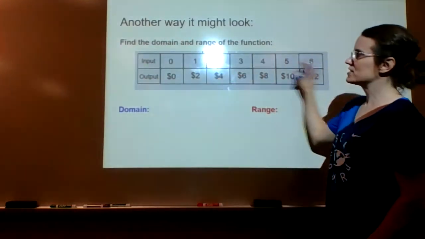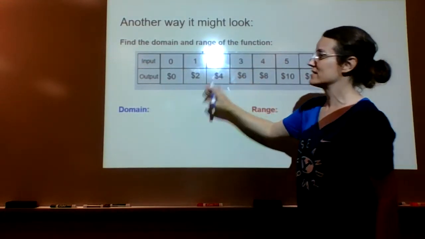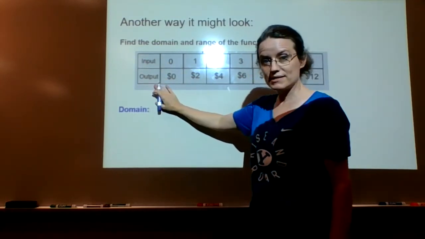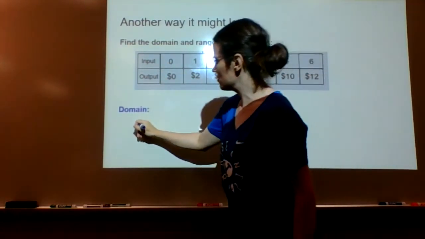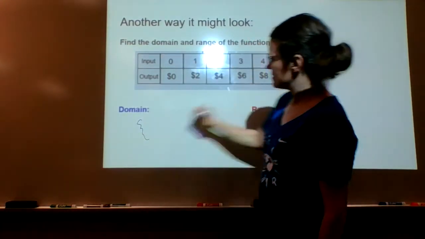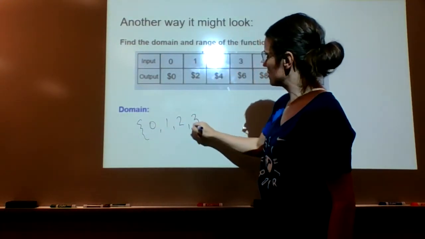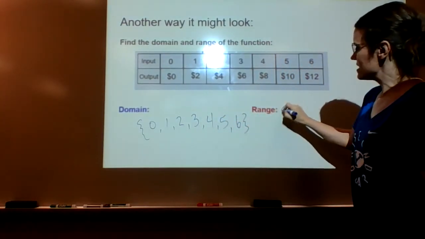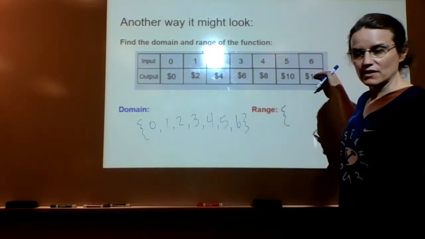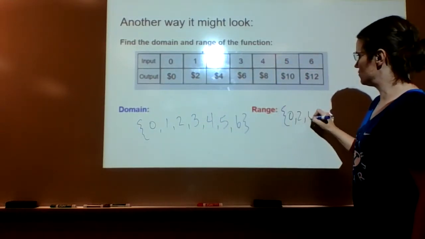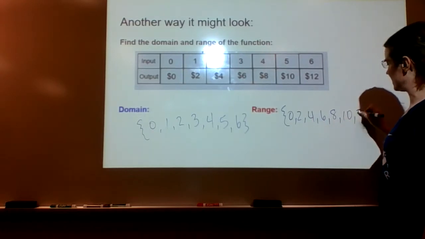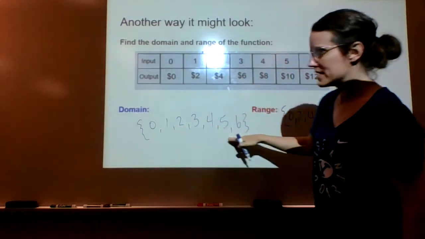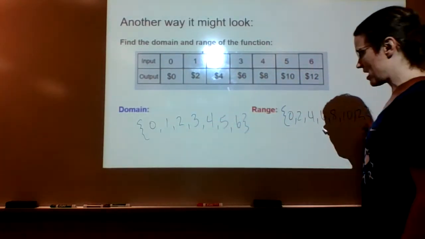Okay? Sometimes you'll see it in a sideways table like this. Still, usually the top one is going to be your inputs and your bottom one is going to be your outputs. And so for here, your domain is going to be all these. So 0, 1, 2, 3, 4, 5, and 6. And your range is going to be these outputs on the bottom. So 0, 2, 4, 6, 8, 10, and 12. Okay? So your inputs along the top became your domain, and your ranges along the bottom.